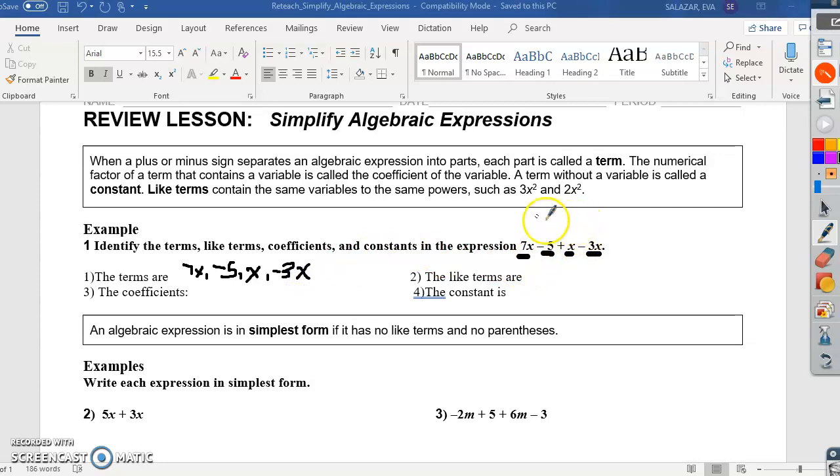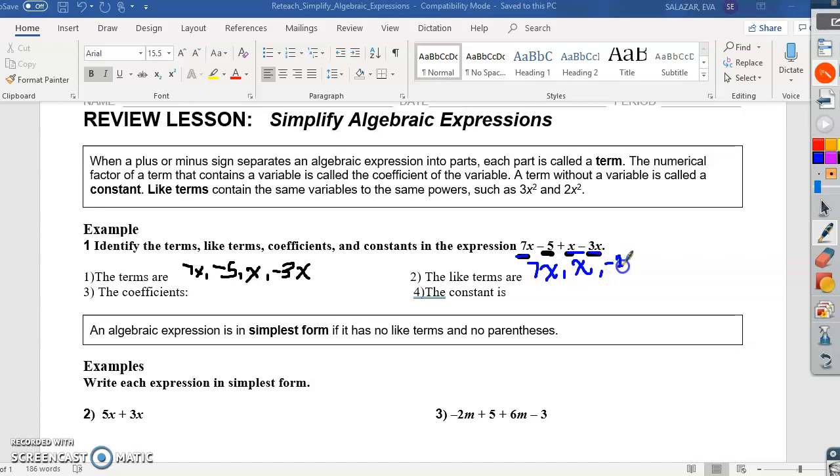Now, which terms are alike? Terms that are alike are terms that carry the same variable. So I can see that there's 3 terms that are alike here. We're going to go ahead and take the like terms. So my like terms are 7x, x, and -3x. Once again, they are alike, like terms, because they carry the same variable.